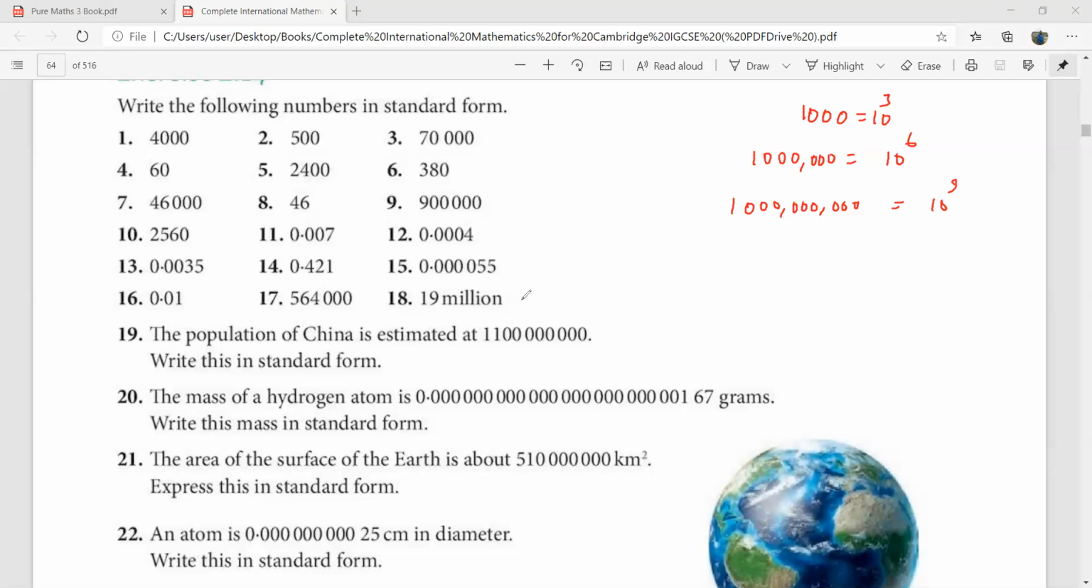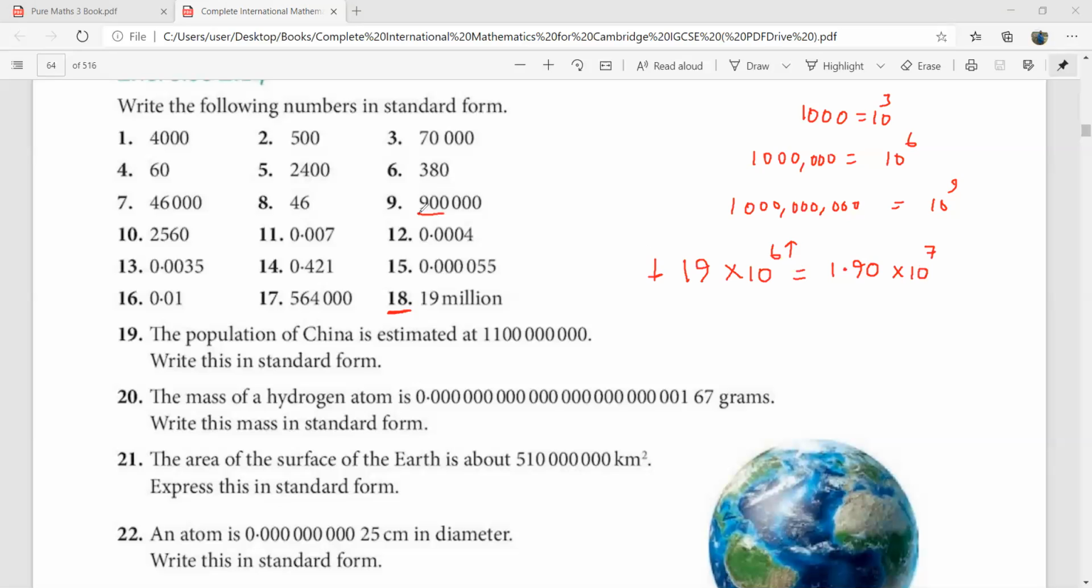Look at this, 19 million. Look at this 18th question. You have to write this in standard form, 19 million. So you can start by saying this 19 million is first of all 19 into 10 raised to power 6. And then you want to make it 1.9. So this would be 1.9 times 10 raised to power, what should it be? 7. Because you take the decimal down, this power would go up. So it's better to write it as 1.9 times 10 raised to power 7.